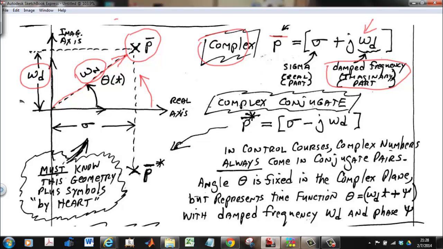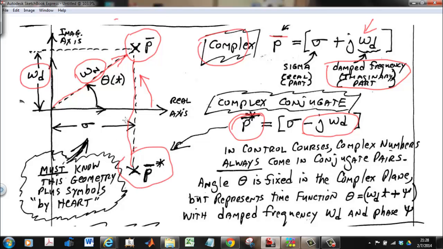The complex conjugate would be P star. It's located as a mirror image across the real axis, and we would just simply change the sign on the imaginary part to make it P minus P star. So in control courses, complex numbers will always come in conjugate pairs.